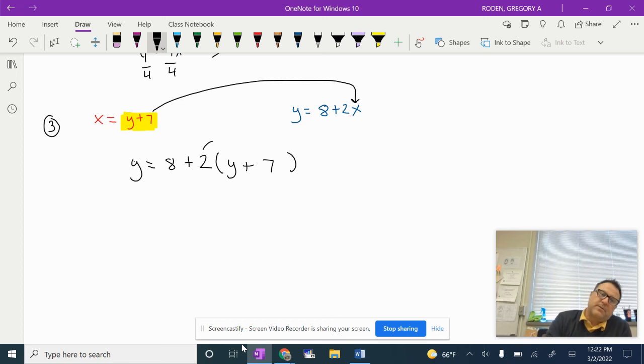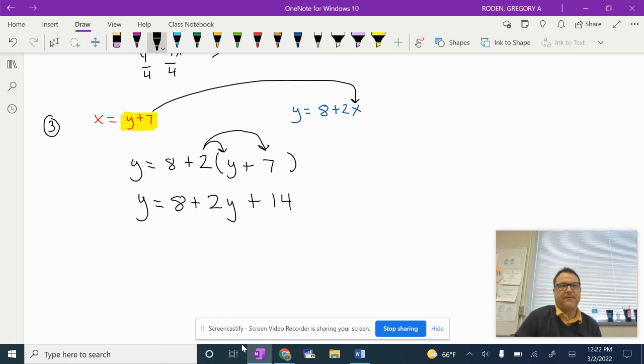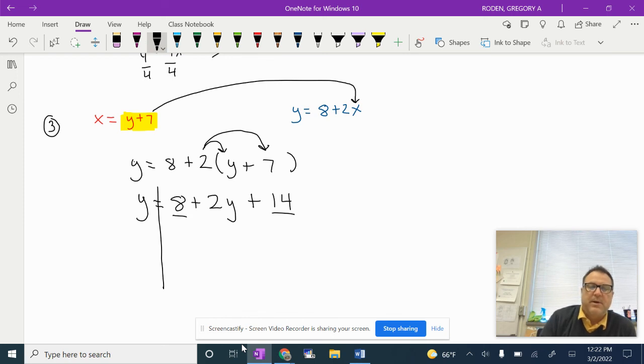Now, once I do that, I'm going to do the distributive property, and take the 2 times the y, and the 2 times the 7. So now I get y equals 8 plus 2y plus 14, because 2 times 7 is 14. Now, I've got to combine some like terms on this side. I'm going to take 8 and add 14. Well, what's 8 plus 14? I think 8 plus 14 is 22. So I have 2y plus 22.